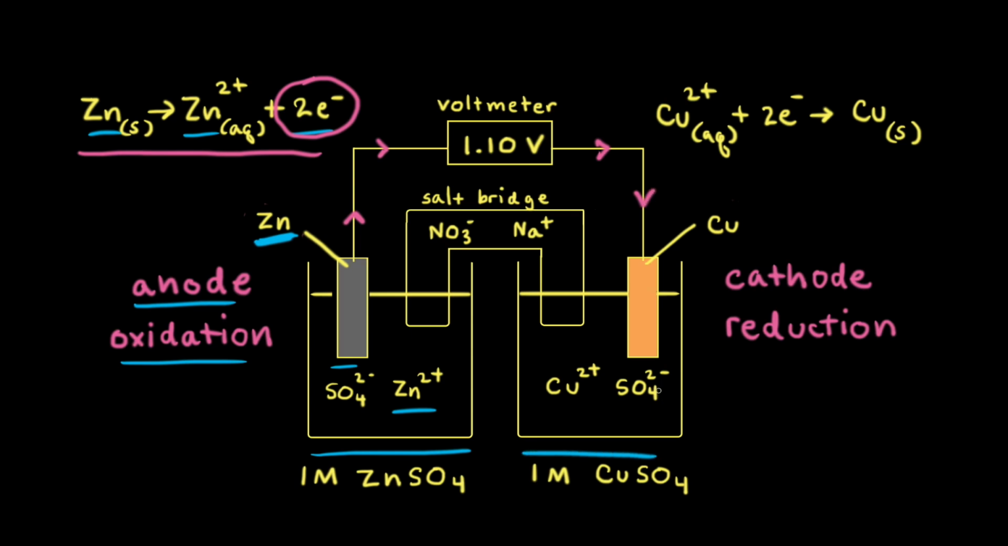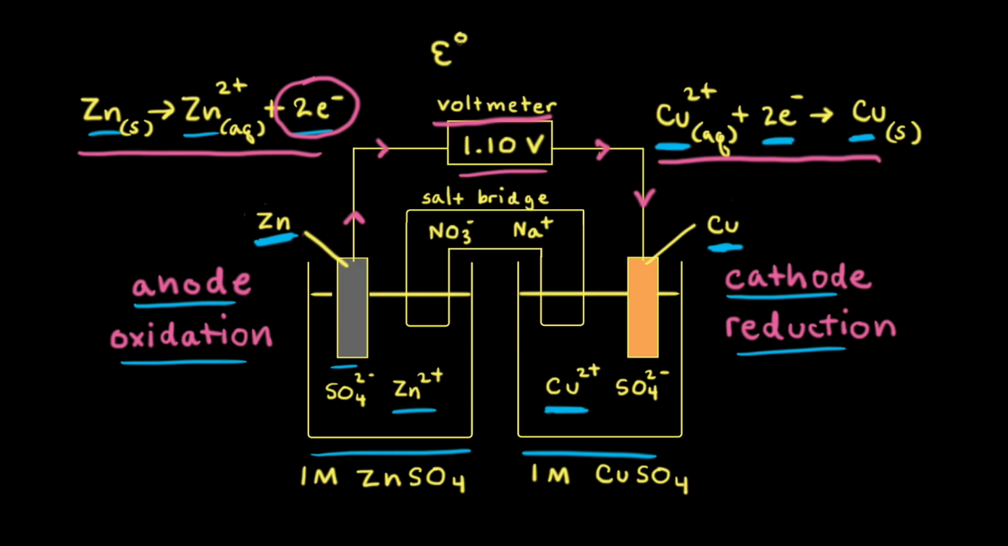The cathode compartment contains the solid copper electrode and in solution a 1 molar concentration of copper 2 plus ions. And the cathode is where reduction takes place. So at the surface of the copper electrode, the copper 2 plus ions in solution gain 2 electrons and turn into solid copper. So this is the reduction half reaction for this cell. If we were to attach a voltmeter to our 2 electrodes, the voltmeter would read 1.10 volts. And this voltage is the standard cell potential, so E naught of the cell is equal to positive 1.10 volts.